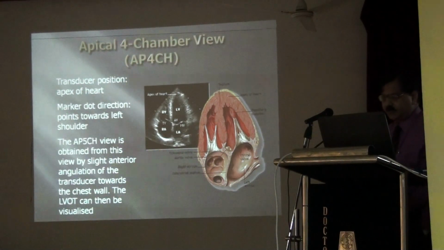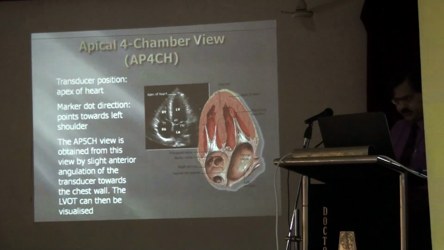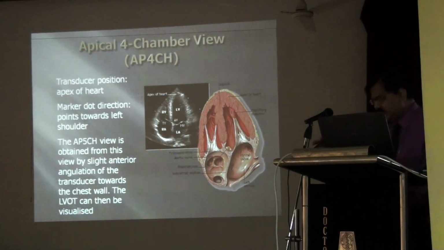At the same time, the apical 5-chamber view is very important for seeing the aorta. Here you see this is the aorta, this is the aortic valve. When we tilt our hand, that gives rise to the apical 5-chamber view. So these are the most common views; every patient we have to examine for these.